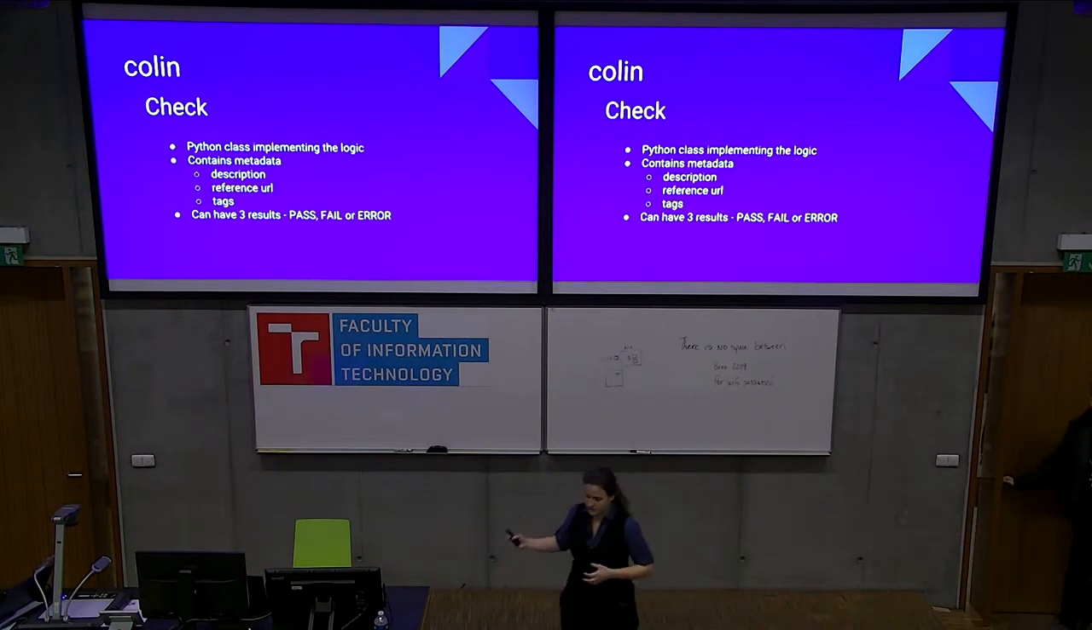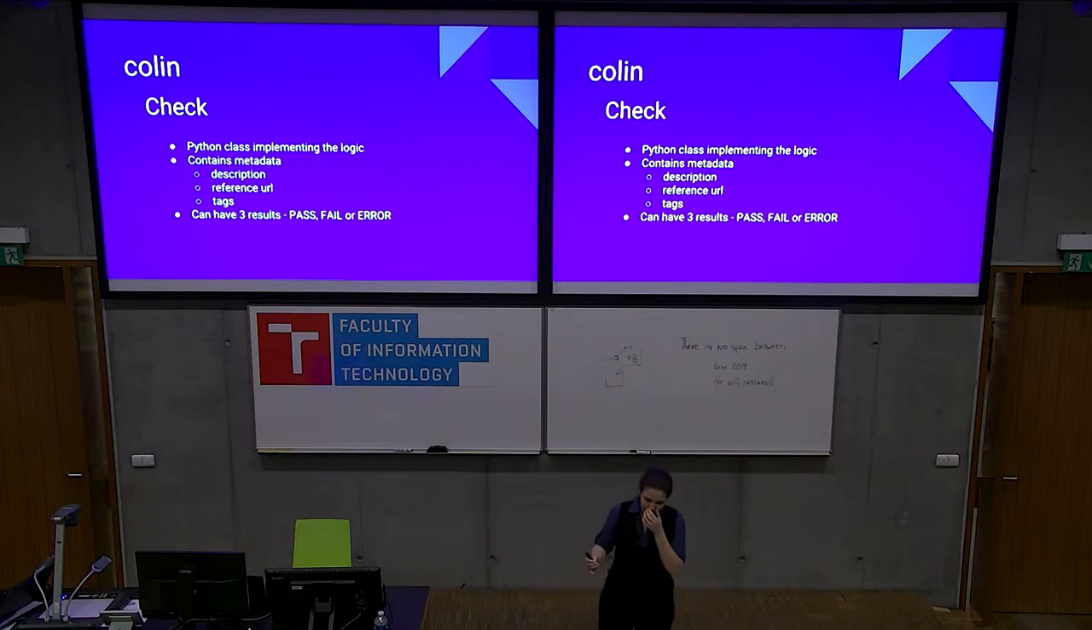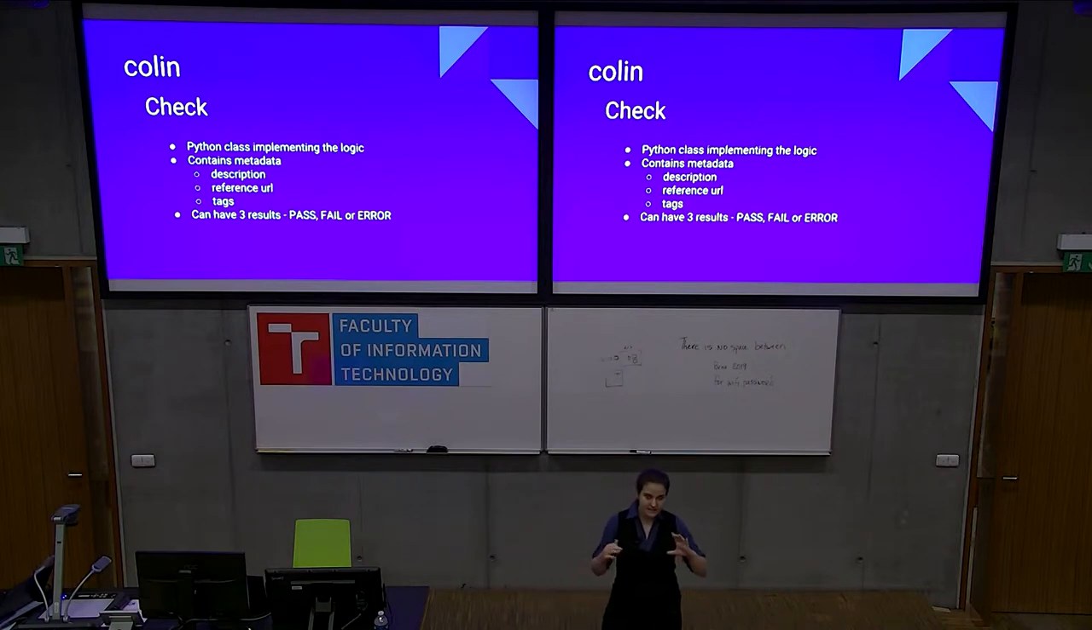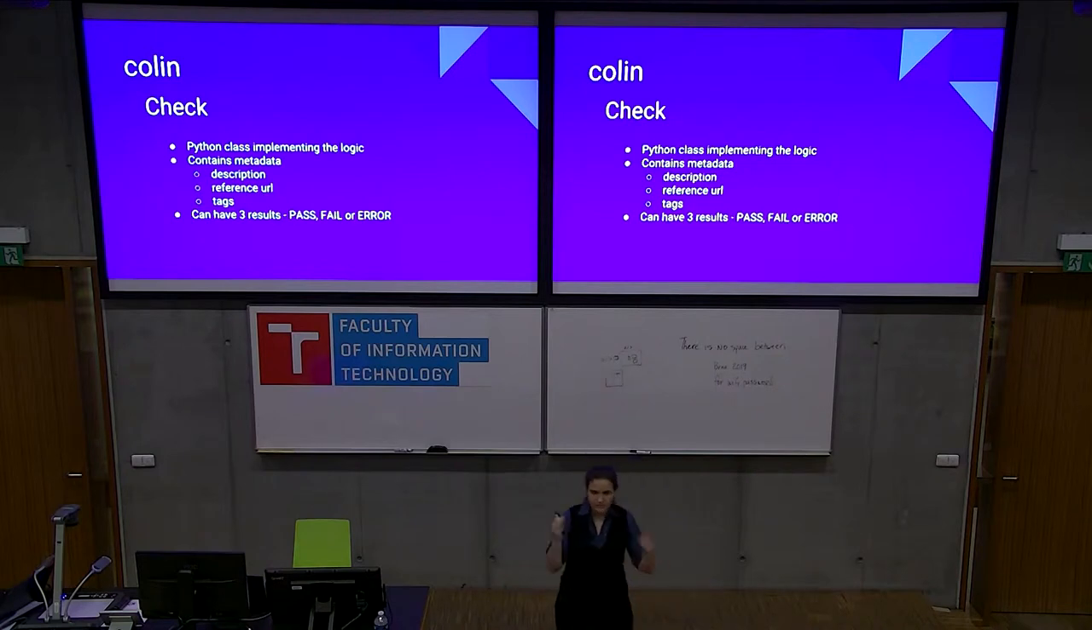Okay, so I was talking about rules. And it might be not clear what is a rule, what is a check when you talk about the Colin namespace. So a check is a Python class implementing the logic, and it actually is the place where you run the Podman binary or API. It's the place where you run the Dockerfile parser to see the labels and so on and so on. So that's it with the Python class.